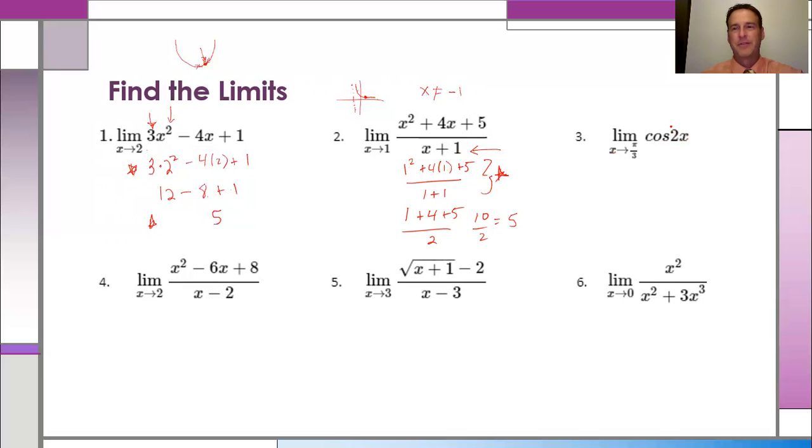Okay. All right, next one, cosine of 2x. Okay, now I'm going to put some parentheses around here. Okay, and I'm going to treat it just like the other ones. I'm going to plug in 2 times, I almost put less of that, pi over 3.